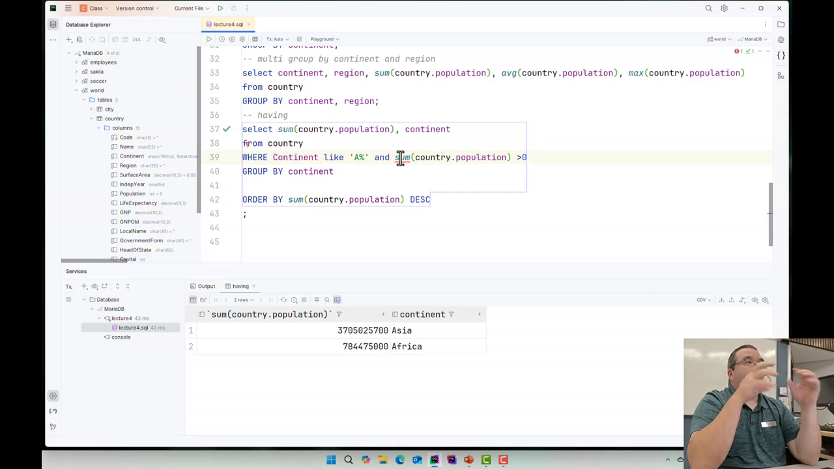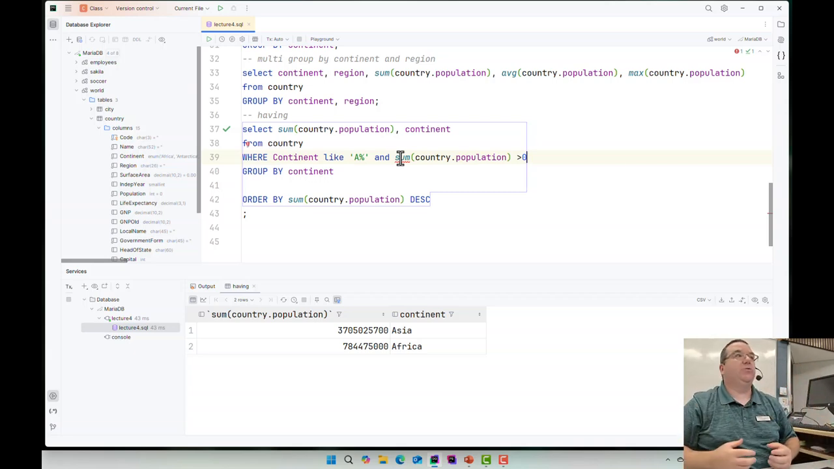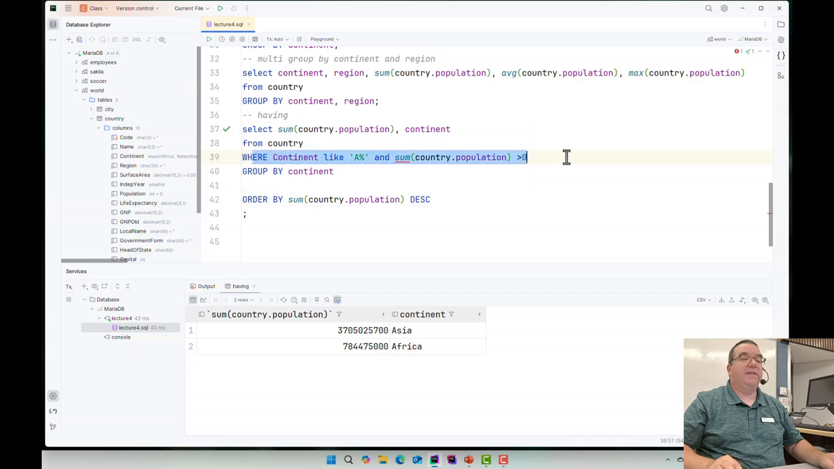the reason why you can't do it here is the math has not happened yet. The where clause happens before the aggregate function runs. So it goes from country where it retrieves all the matching rows and then it does the math on it, and then it shows you the math. However, since in the where clause the math has not happened yet, that's why we can't use the aggregate function here. It has to be here.